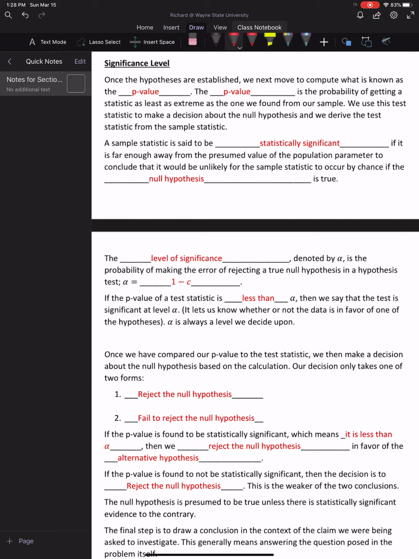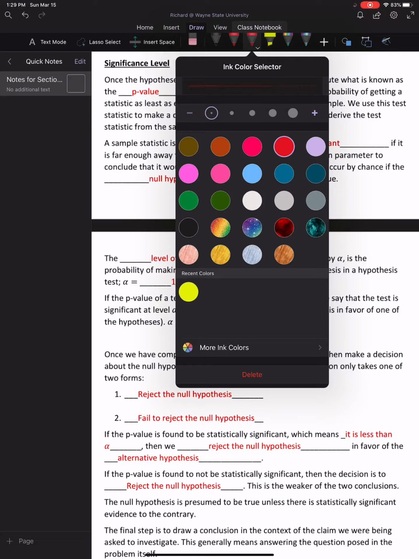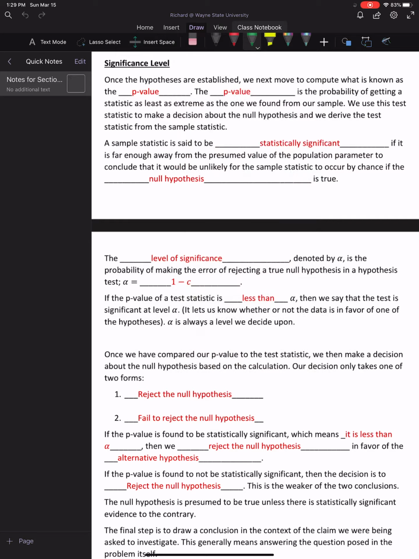It says once the hypotheses are established, we next move to compute what is known as the p-value. The p-value is the probability of getting a statistic at least as extreme as the one we found from our sample. And we use the test statistic to make a decision about the null hypothesis that we derive the test statistic from. So a lot of vocabulary words going back and forth here. Let's make sure we can make some sense out of this.